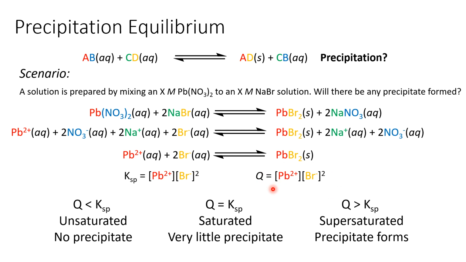And then once you know what Q is, you can compare it to KSP. And you can say, okay, is Q greater than KSP? Is it less than KSP? Is it equal to KSP? What's my situation? Where am I in my solution? And depending on where I am, how much of this stuff I have is going to tell me if I'm going to form precipitate, solid, or if I'm not going to. It all depends on Q relative to KSP.